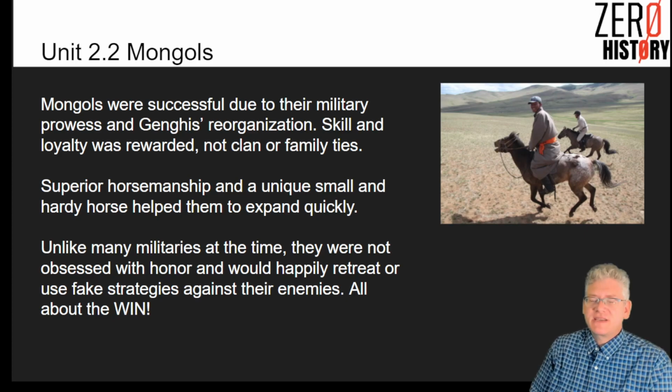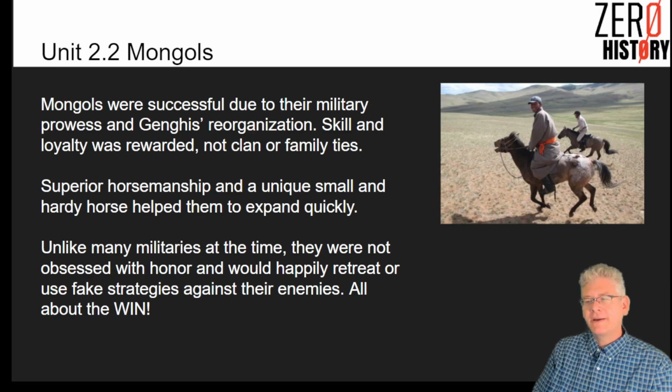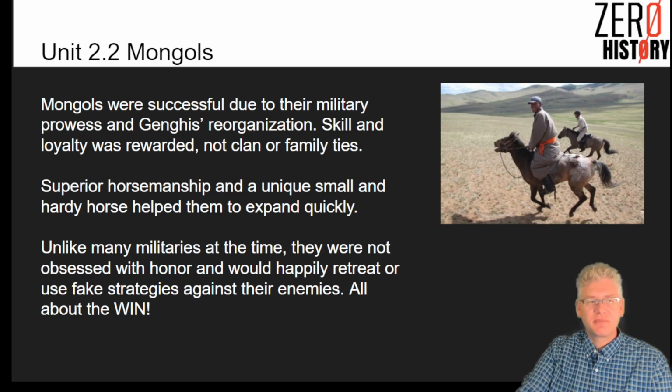So that's just one example of the kind of things that they would do. Europeans would never do a retreat because it would look weak, but also because their militaries weren't very well trained, and so a fake retreat would usually just turn into a real retreat. But the Mongols were just very disciplined and very professionalized.